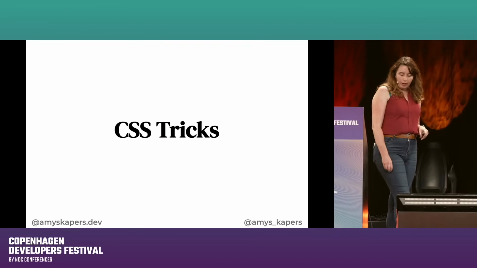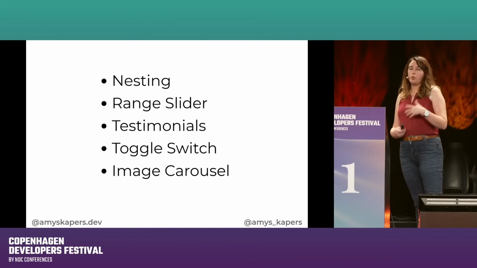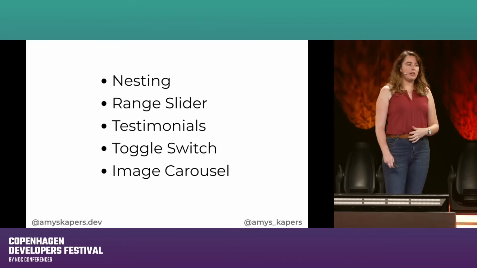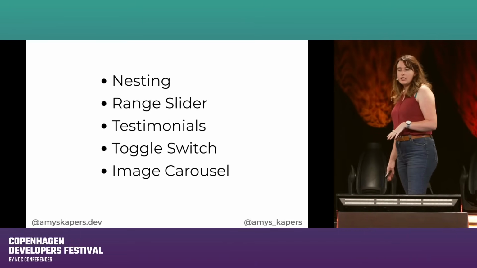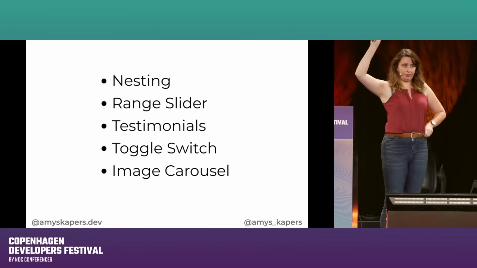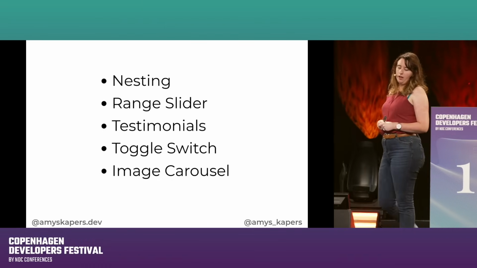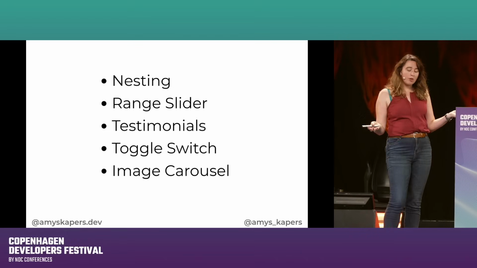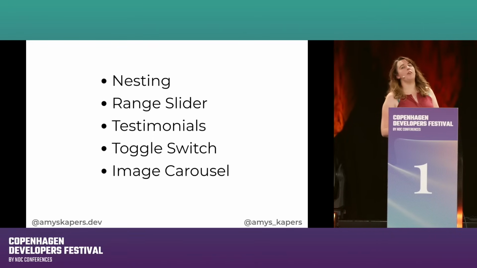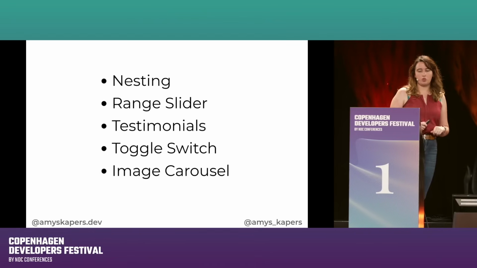Now that we've looked at some HTML, we're going to look at a bit of CSS and see what we can do. There are quite a few useful things that we can do with CSS and no JavaScript, like nesting. Who here is familiar with using a CSS preprocessor or postprocessor so we can nest? Yep. Range sliders, another common one, testimonial carousels, switch toggles, and image carousels, which we love image carousels. We so love working with building and using image carousels. So we're going to go through and do this.